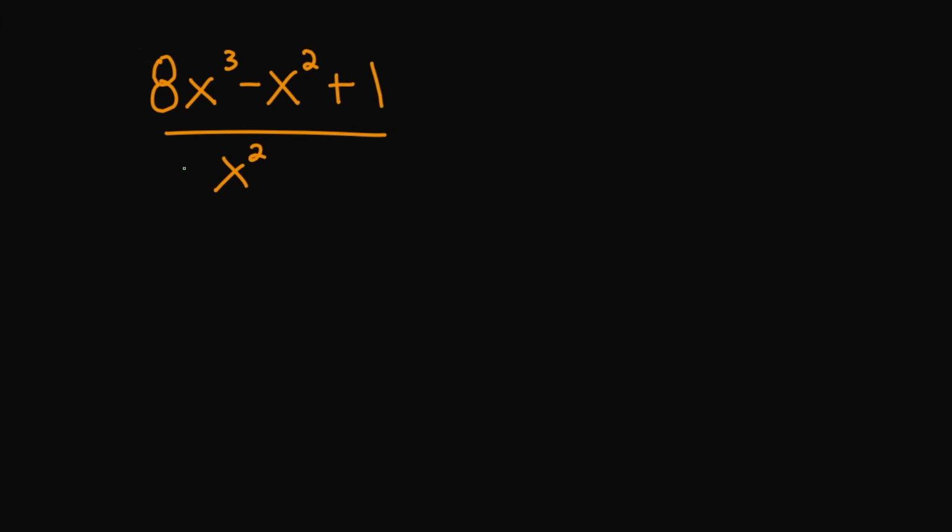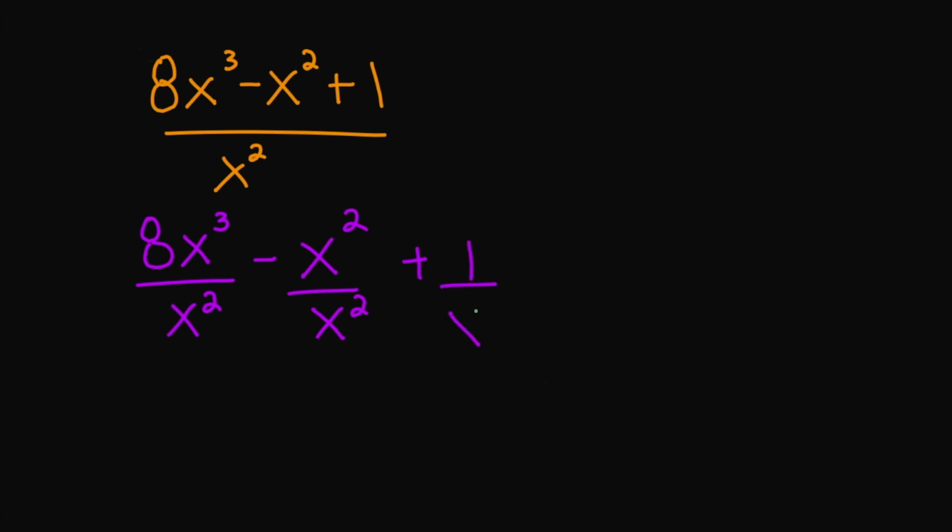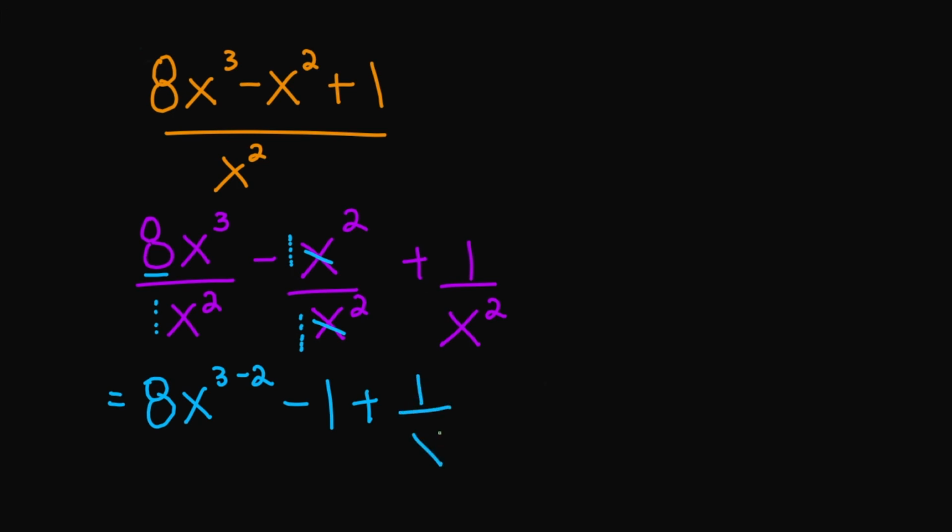So let's look at this example here. We're going to divide each term by my divisor, which is x squared. So 8x cubed divided by x squared minus x squared divided by x squared plus 1 over x squared. So 8 divided by 1, this is going to equal 8. And then x to the 3 minus 2, minus, these are going to cancel out, so you're just going to put minus 1. And then we have plus 1 over x squared.